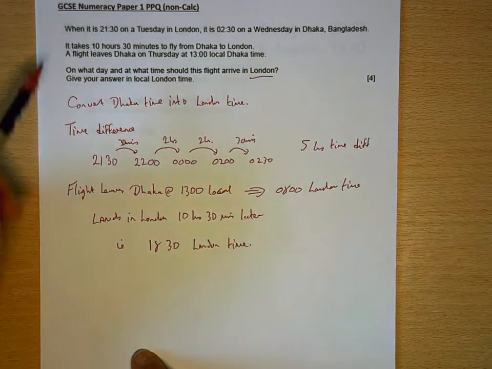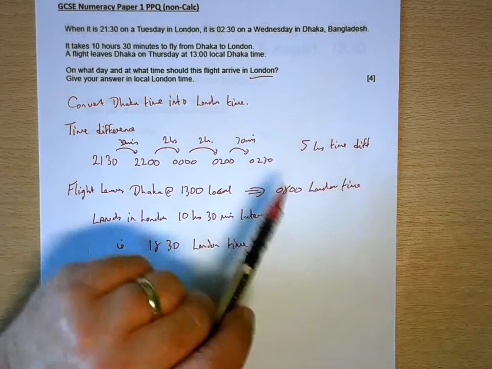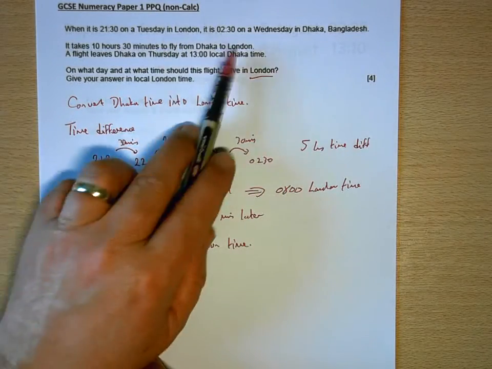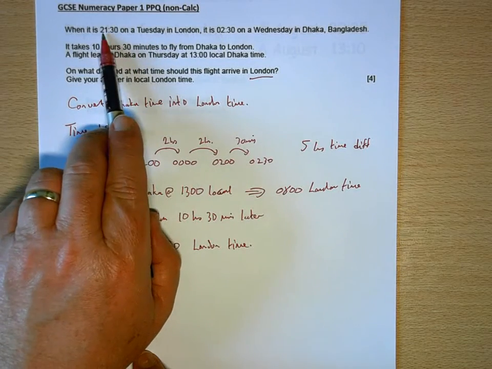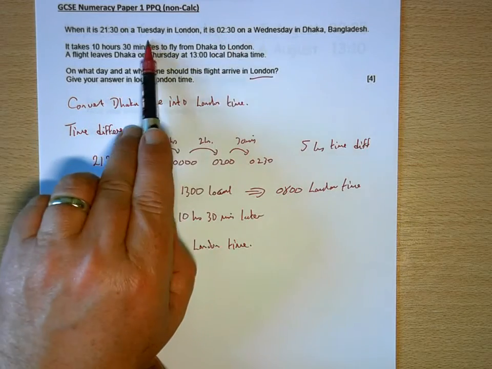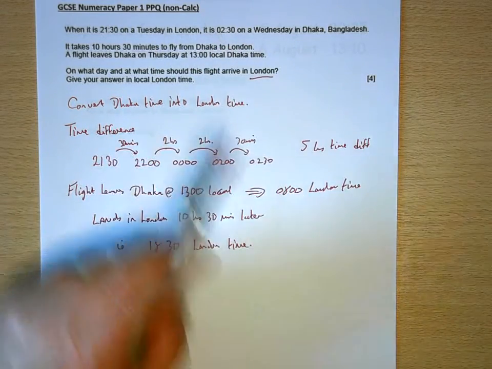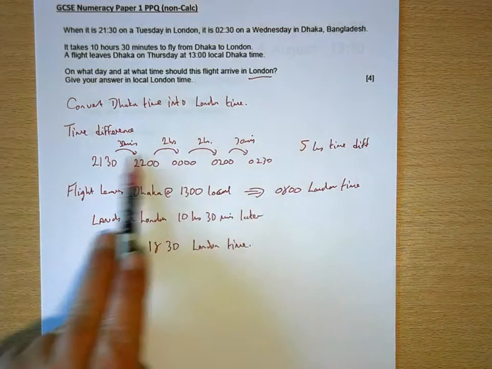So we need to know what the time difference is between London and Dhaka, and they're giving it at a time where it jumps days. So when it's 9:30 in the evening in London, it's 2:30 in the morning on Wednesday, there's a 5-hour time difference. Dhaka is 5 hours ahead of London. So that's what I've done there, to work out the time difference.